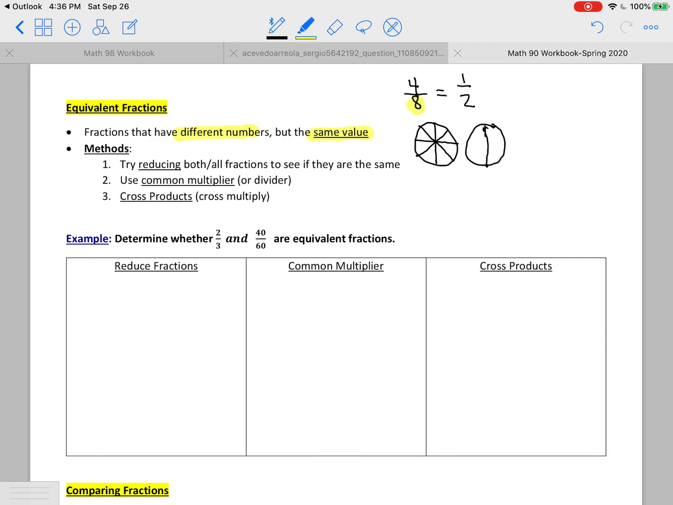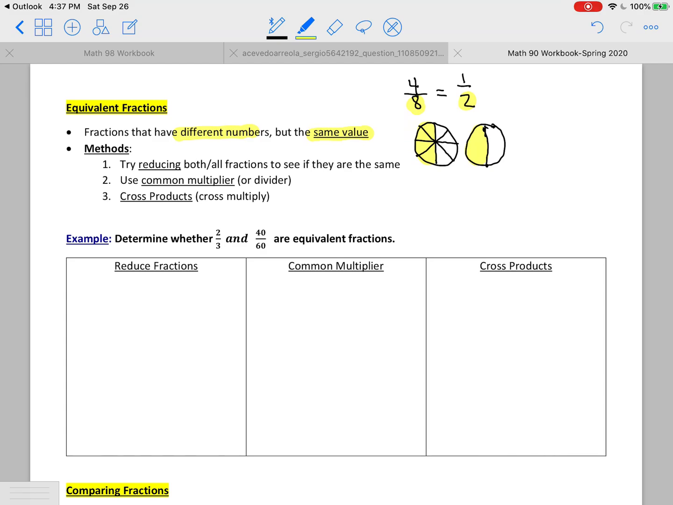And in this circle, we know that we need 8 total parts, right? And we know that 4 of them are colored or shaded, right? And in this particular example, we've got a circle, should be the same size, but it's cut into 2 pieces and only 1 part is shaded. You guys can see that we still have the same value in terms of the shaded part. It's just that we have a different number of pieces, right? That's the whole idea behind equivalent fractions.